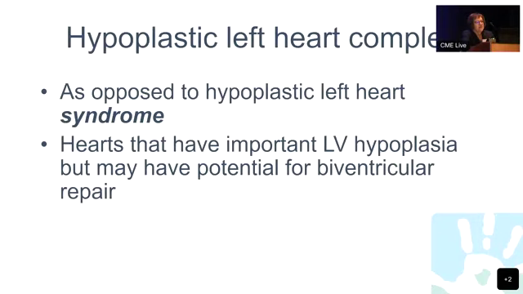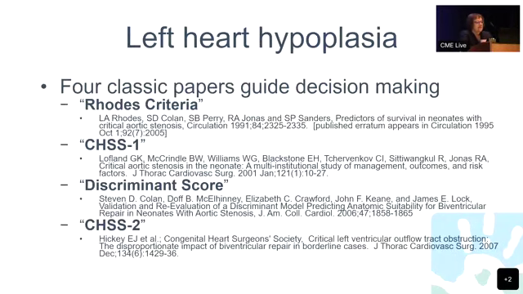So people talk about the hypoplastic left heart complex, or sometimes we just use that catch-all Shone's complex, as opposed to hypoplastic left heart syndrome. These hearts have important LV hypoplasia, but they may have the potential for biventricular repair. So we have these 4 classic papers that, despite not being completely applicable to all of our patients, we use to guide decision-making in left heart hypoplasia. I'll briefly discuss, not the whole papers, but the key anatomic features that each uses to guide the decision for biventricular or univentricular repair.